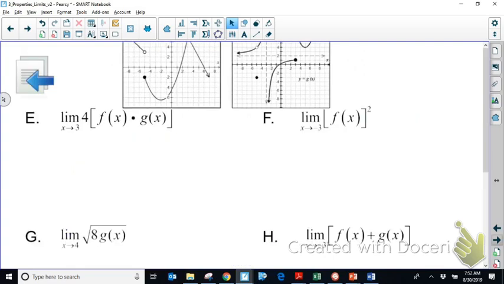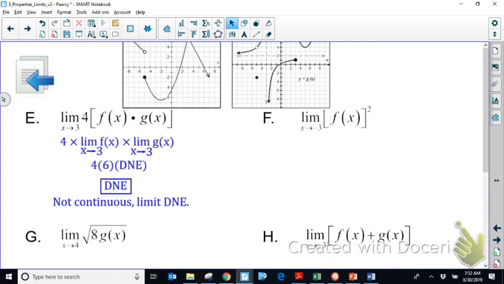Moving on, here we got the same thing. We have the 4 that's going to get multiplied to the limit of function f and function g as x approaches 3. And in this case, the 4 is given to us. The limit of function f will go to a 6 as x approaches 3. But the limit of function g doesn't exist because it's discontinuous there. We're not looking at it from the left and right side. We're trying to evaluate it. And there's a jump discontinuity there, so it's not going to exist. So as long as one part doesn't exist, the entire limit doesn't exist.